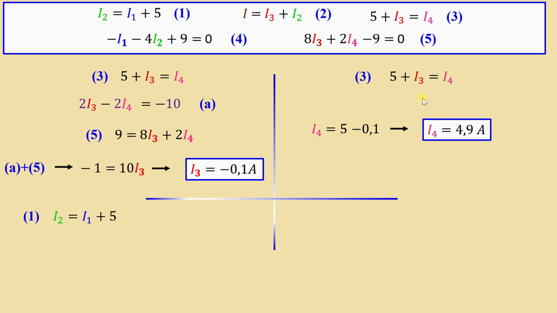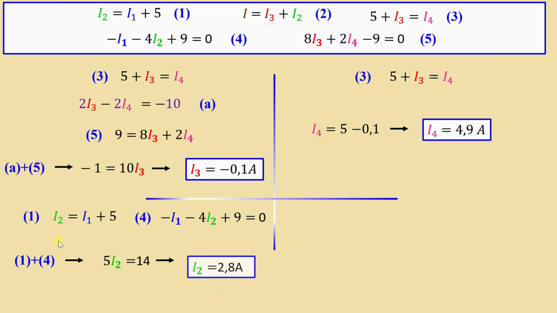We have equation 1, I2 is equal to I1 plus 4, and equation 4, negative I1 minus 4 I2 plus 9. We can see here I1 and here negative I1. We can easily cancel I1 by adding 1 plus 4. We obtain finally 5 I2 is equal to 14. That means I2 is 14 over 5, which is equal to 2.8 amps.